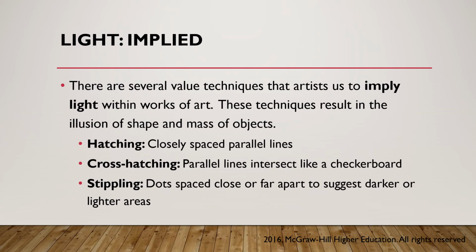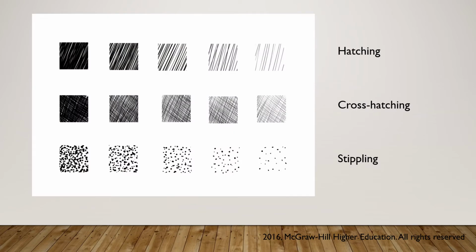There are several, I call them shading techniques rather than value techniques, but it would work either way, that artists can use to imply that there is light in a piece of artwork, that change from 2-dimensional to 3-dimensional type of object. So we've got hatching, which are closely spaced parallel lines, cross hatching, parallel lines intersecting, and stippling, dots. Here we see lines and dots used to create value changes.